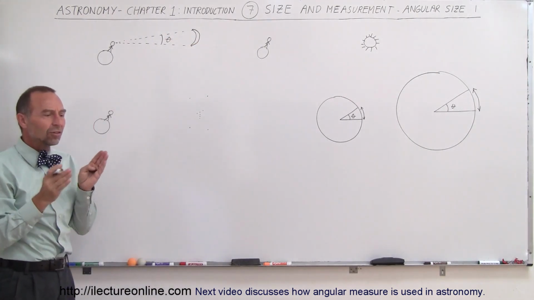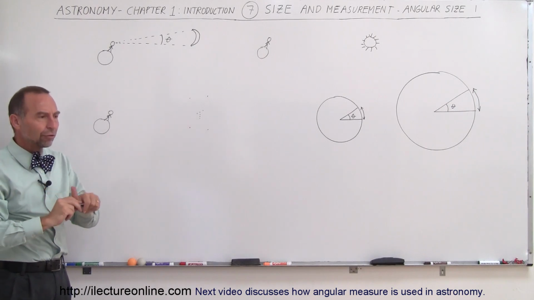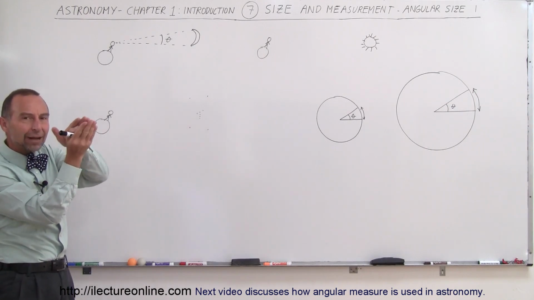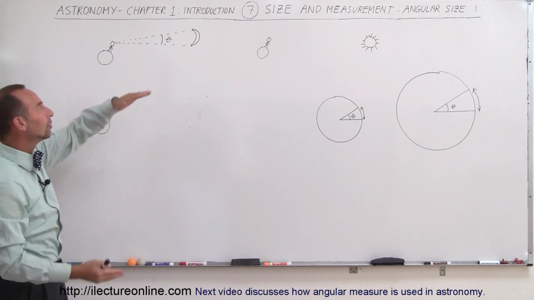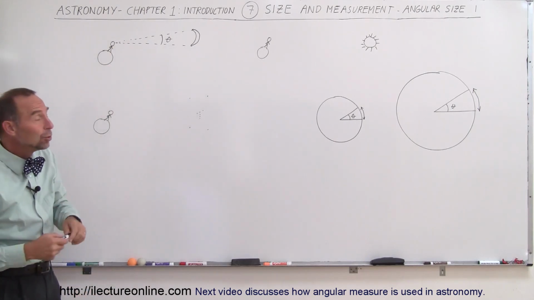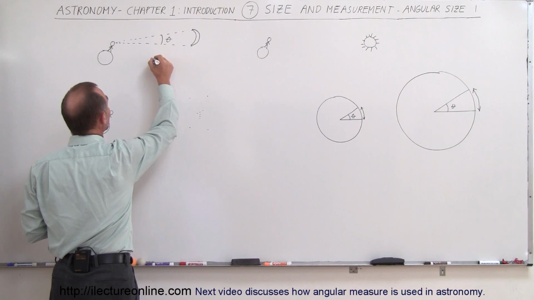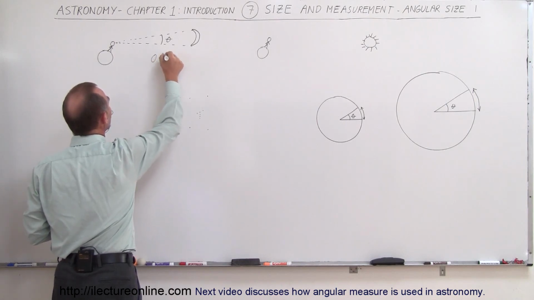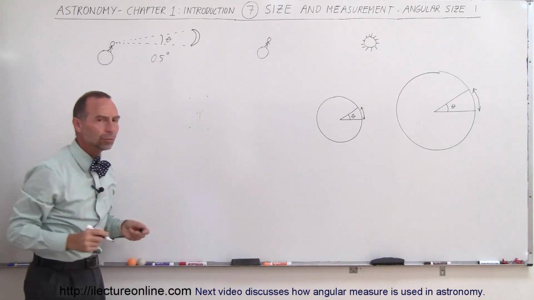And so we measure things in astronomy, we measure things in the universe by how big they appear angle-wise. How much of an angle does this subtend? And for the moon, it's about 1/2 a degree. So 0.5 degrees would be the angular size of the moon.